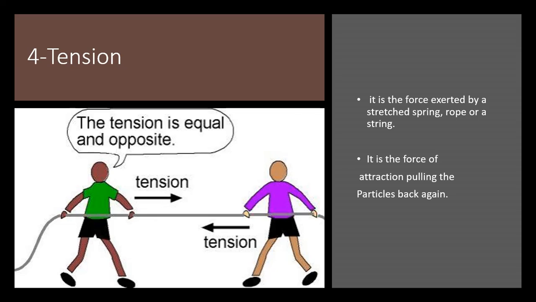Okay, again, if you try to stretch an elastic band, you find that the elastic band particles are trying to pull themselves together in the opposite direction of your pulling, as it's shown here in the diagram. Okay, so these two persons are pulling the rope, and the tension now is acting in the opposite direction to bring the particles again to their places. So tension acts opposite to the pulling force, right?